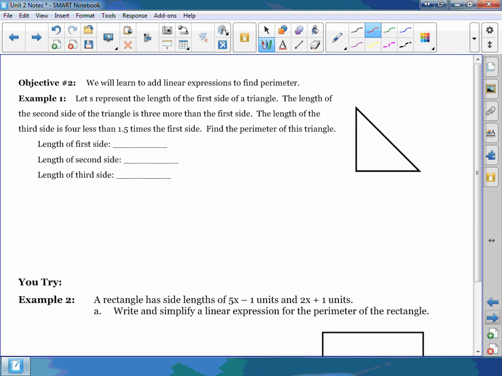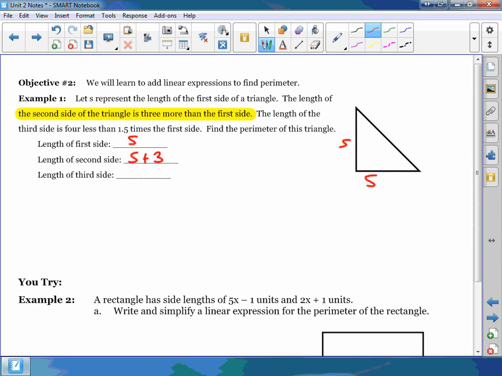It says let S represent the length of the first side of the triangle. Okay? First side. Boom. S. And you could put S somewhere on the shape. I don't care where it goes. All right, the second side, it says, is 3 more than the first side. How am I going to write that expression for the length of the second side? This is what we were working on last unit with writing these expressions. Riley, go ahead. S plus 3.